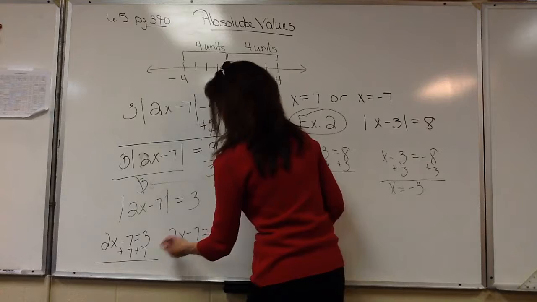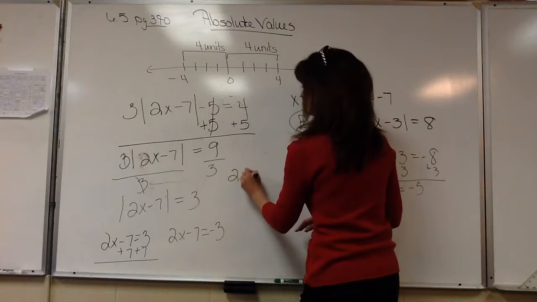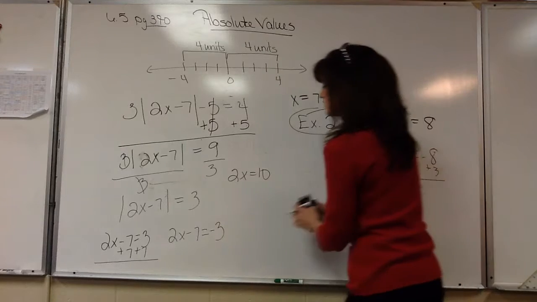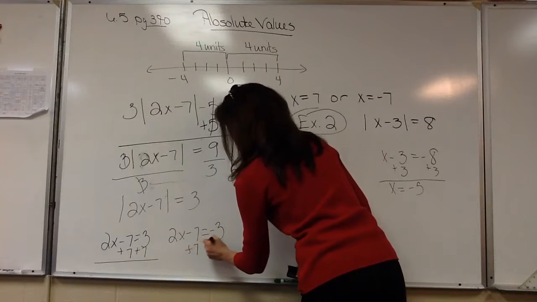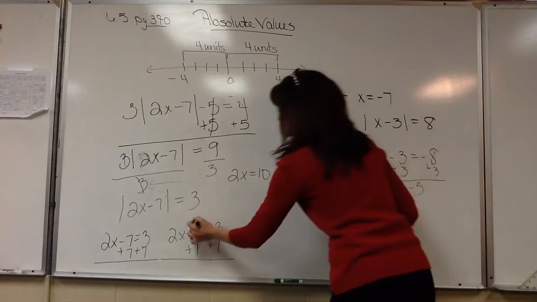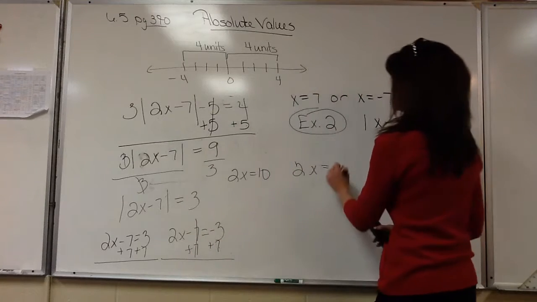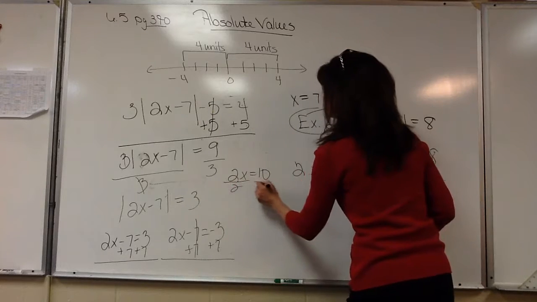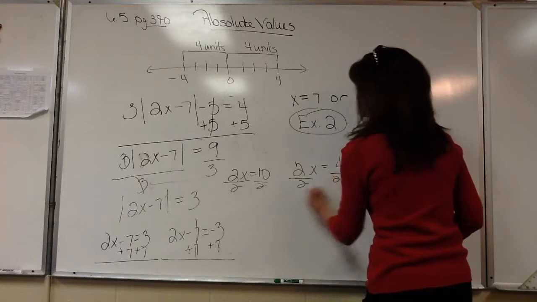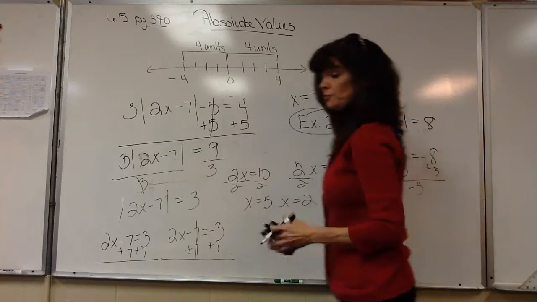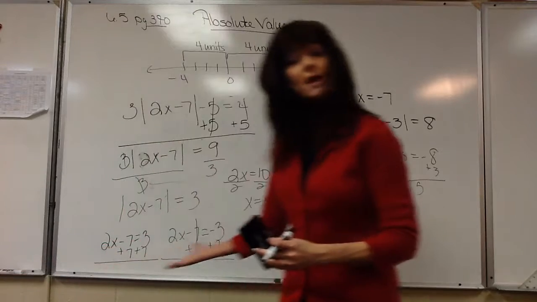I'm running out of room here, so I'm going to come over here. We have 2x equals 10. And then we're going to add 7 to both sides here. And that would be 2x is equal to, of course that would cancel, negative 3 plus 7 is equal to 4. And then we would divide both sides by 2 in each case. And x equals 5 and x equals 2. So our answer is 5 and 2, and that is correct.